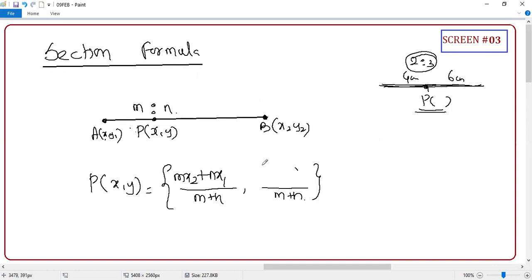Same thing. Anyone can tell me, applying the same rule for y? ny2, my2, ny1. Excellent. That's all. So guys, you are not going to remember this formula. The method which I explained, that's what you have to remember. What do you need to write in the denominator? Sum of the ratio. In the numerator, the x coordinate and the y coordinate. Answer is ready. Right, students?